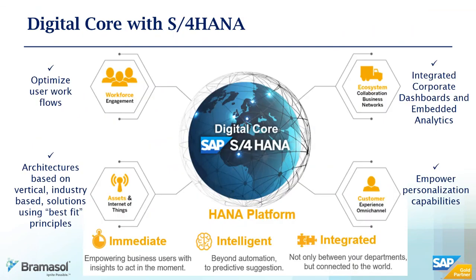Okay, so what does that mean in real terms? Let's get down to some nitty-gritty here. Firstly, let's talk about the digital core. Now, as you can see, the digital core is sitting in the middle, and that's important. The integration capabilities of all of these different systems into the digital core allow you to optimize your user workflows, allow you to build architectures based on industry solutions, so using best fit practices for those particular industries or vertical markets. It empowers personalization capabilities, and it also allows you to interconnect all sorts of elements to the environment. And what does that allow you to do? It provides you with immediacy, intelligence, and integrated solutions.